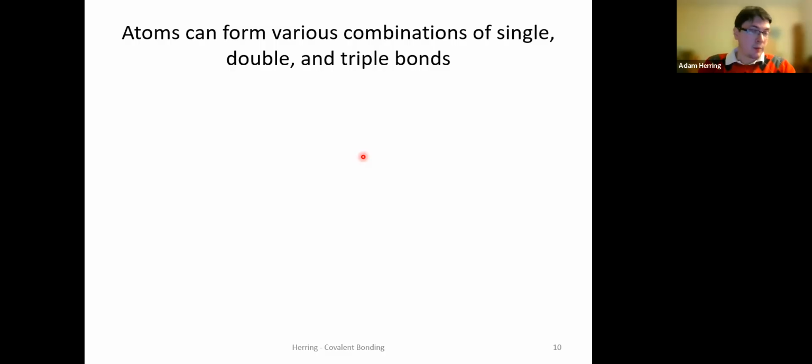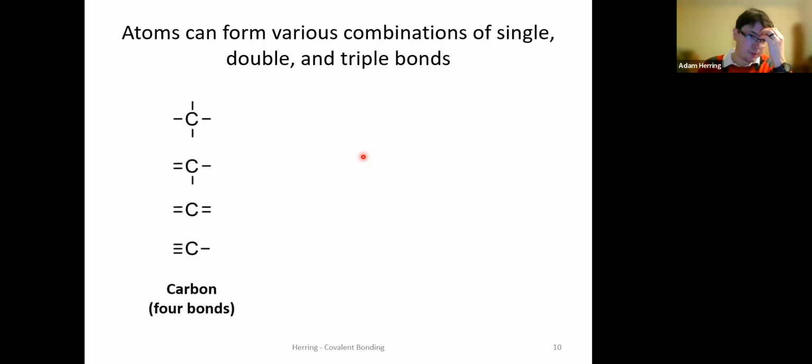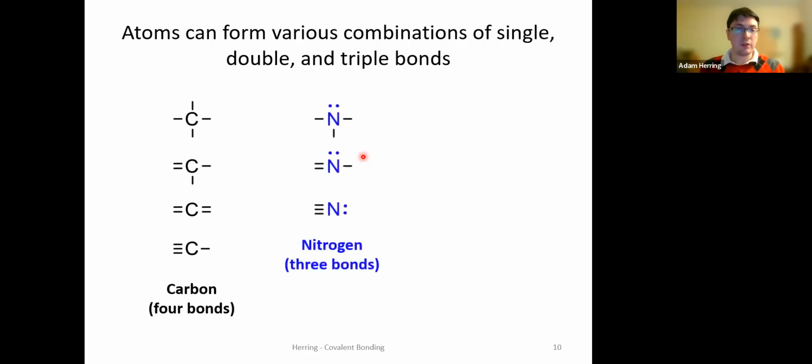Because carbon can form 4 bonds, it's possible that it can form various combinations of single bonds, double bonds, and triple bonds. For example, it could form 4 single bonds, 2 single bonds and a double bond, 2 double bonds, or a triple bond and a single bond. Nitrogen, being able to form 3 bonds, can form any of the combinations shown here. And oxygen can form either 2 single bonds or a double bond.